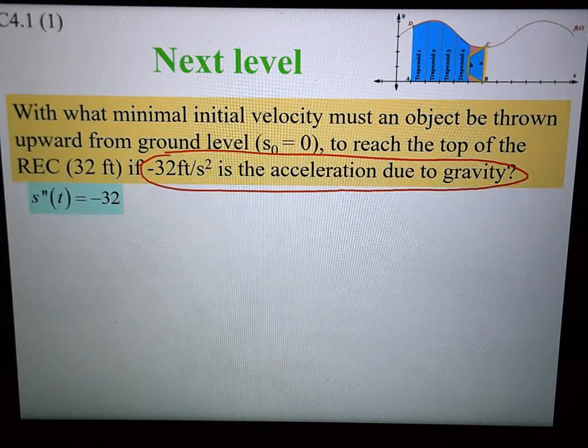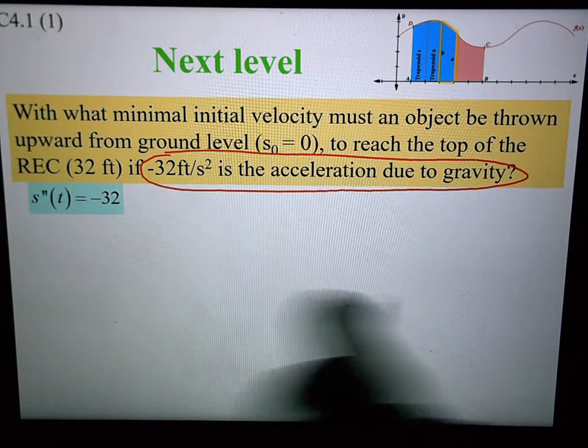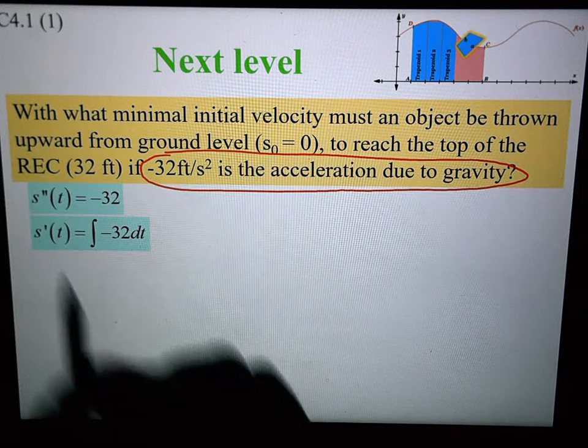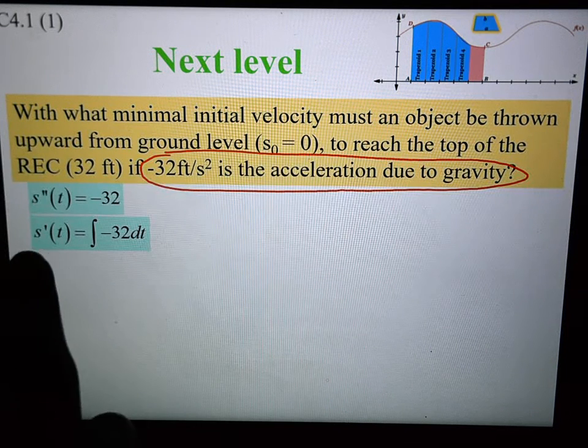Because then if we go up a level, our first derivative will always be velocity. And our original function will be our position function in this unit, at least for what I'm going to teach you. Mr. Lake will go further. Okay? So now I'm going to try to find the velocity formula, and this is what I'm going to do. I'm going to integrate that thing with respect to time, and that will give me the velocity.